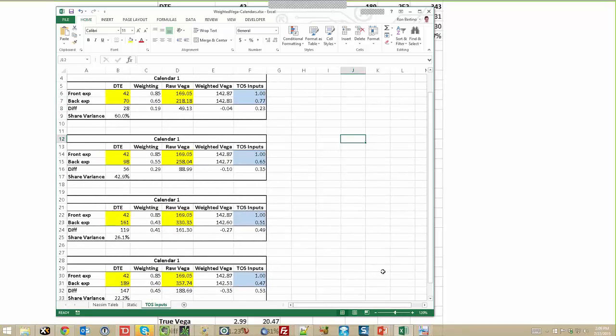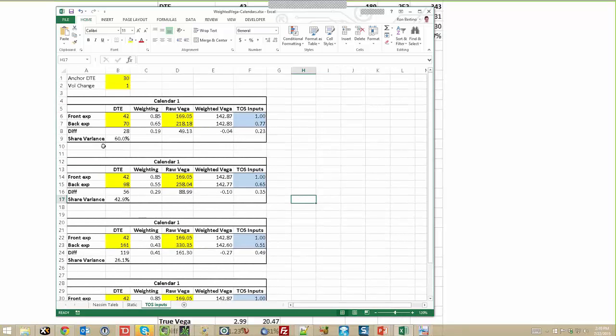Last thing over here is something that you can essentially use. You've probably seen something almost identical from Paul Demers, when he did his presentations on wanting to know what he can change his TOS inputs to when he's putting in a calendar. So again, the way that works over here, anchor DTE, if you recall, is more or less irrelevant. Use 30, use 90, use 1, use whatever you want. It will more or less be the same, right?